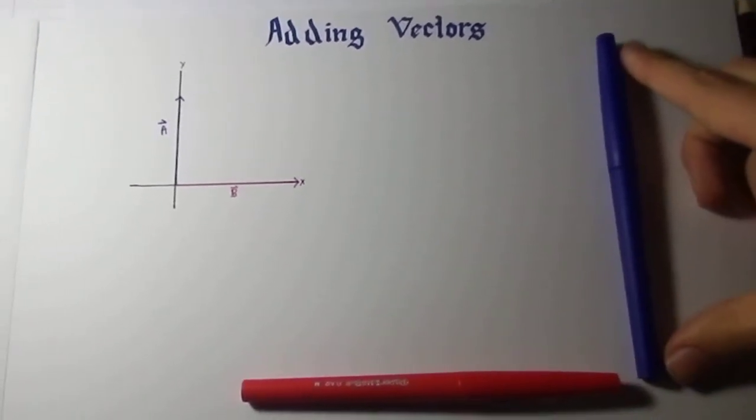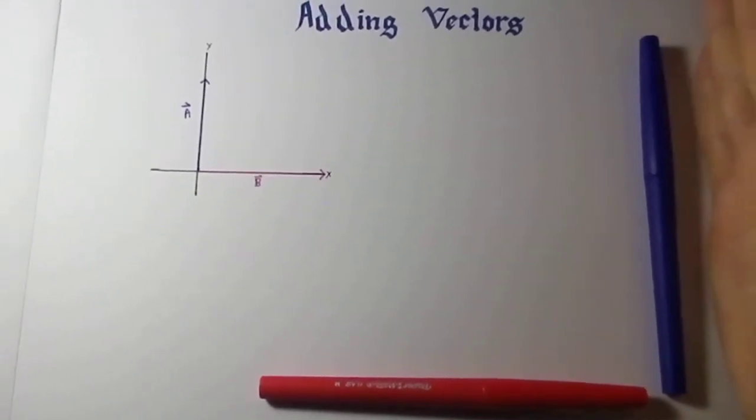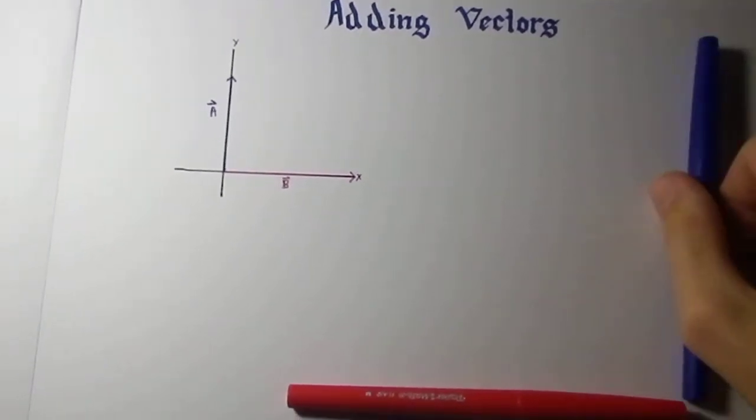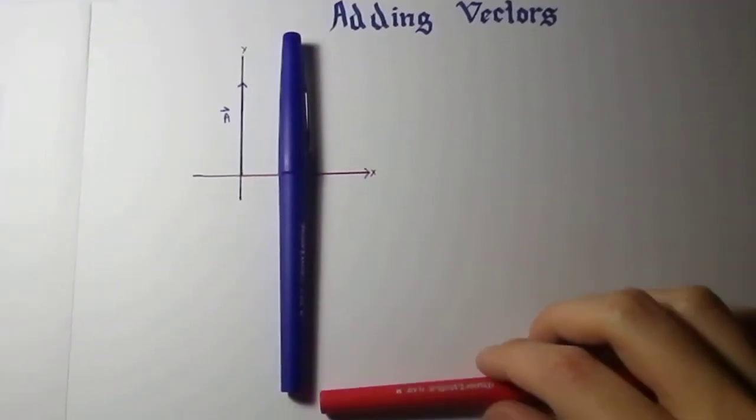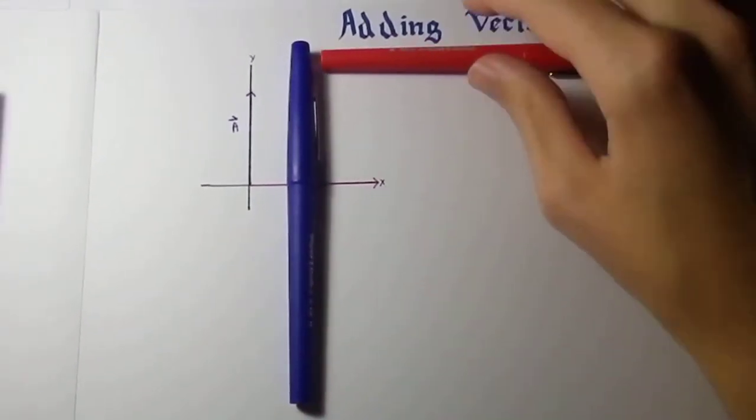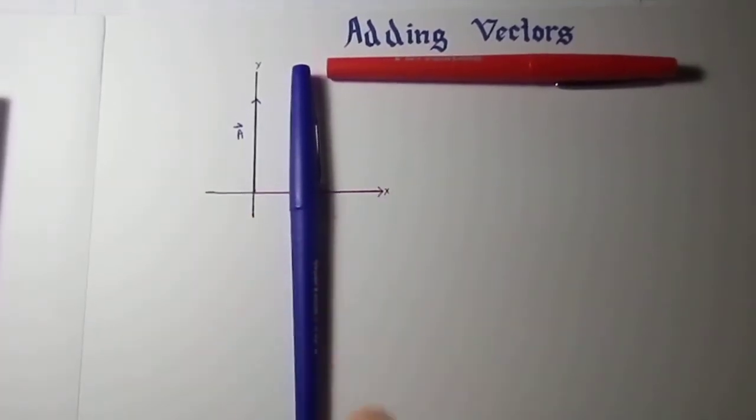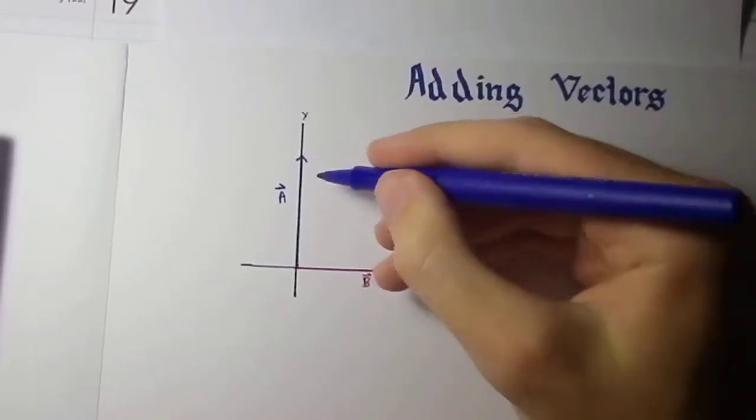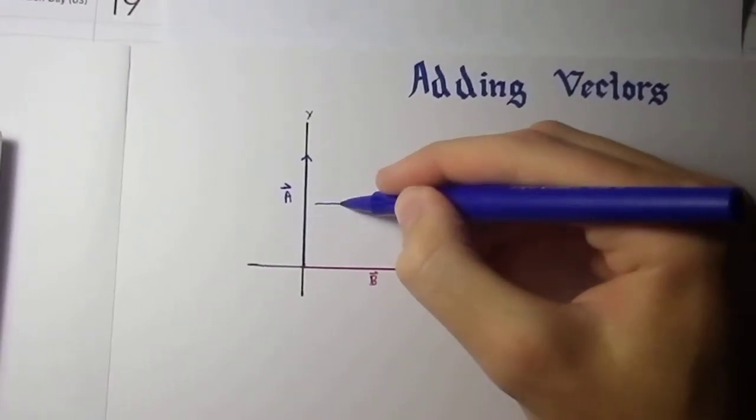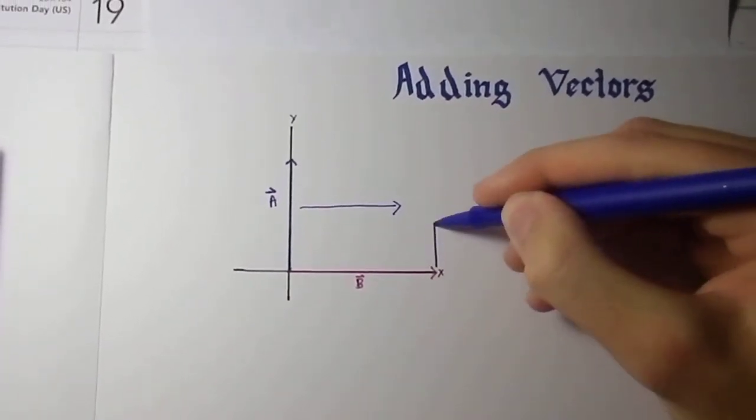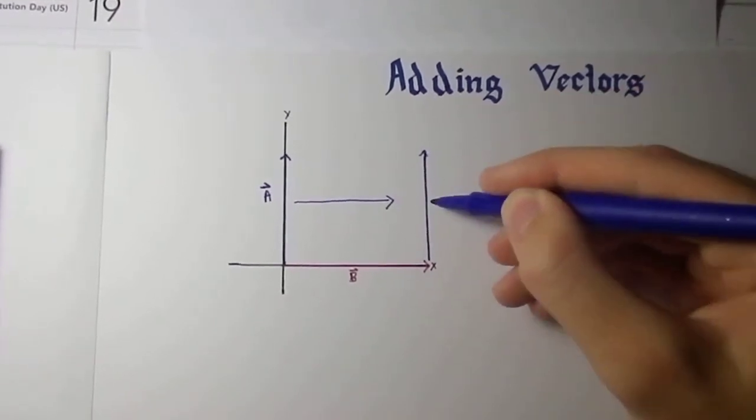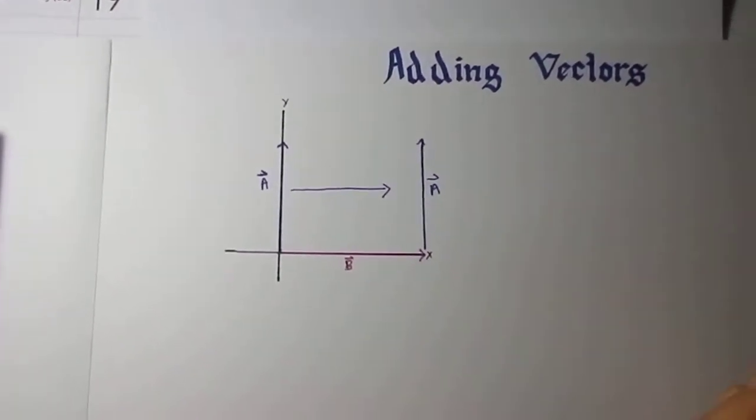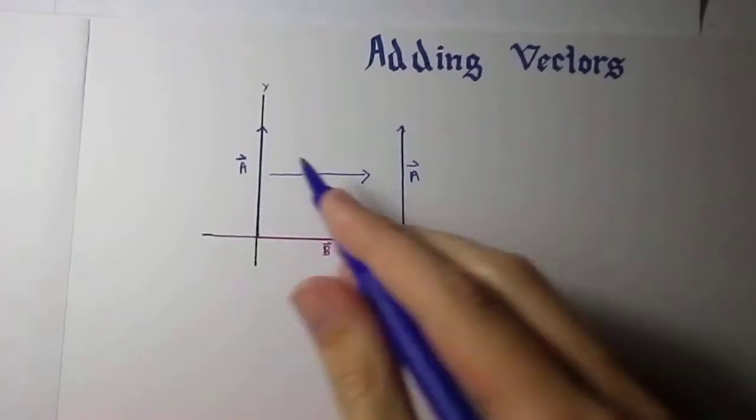And is this still 5.5 inches? Yes. Is it still facing the same direction? Yes. So it's perfectly alright to move vectors. You could also move vectors this way to get a head-to-tail fashion as well. So let's move vector A over here, and this is the same thing.